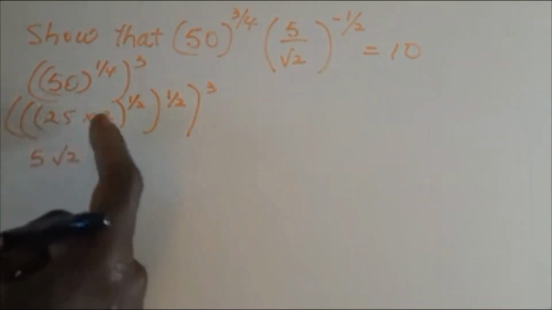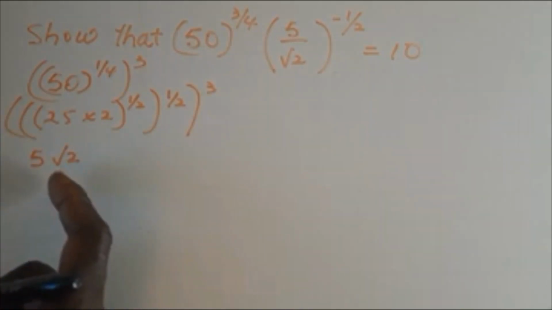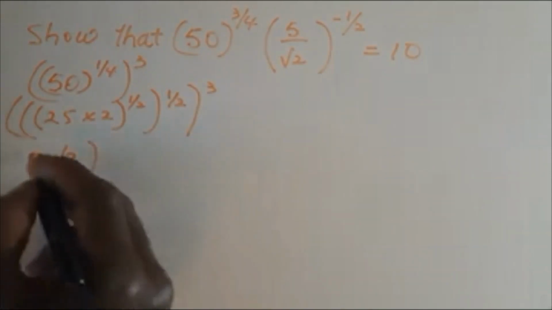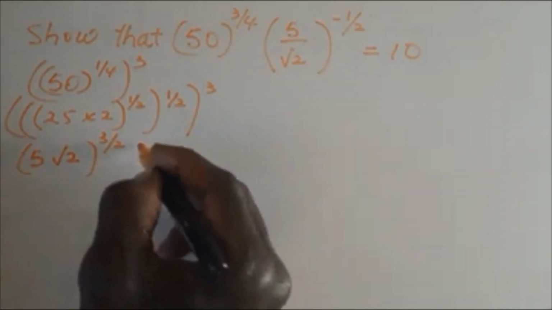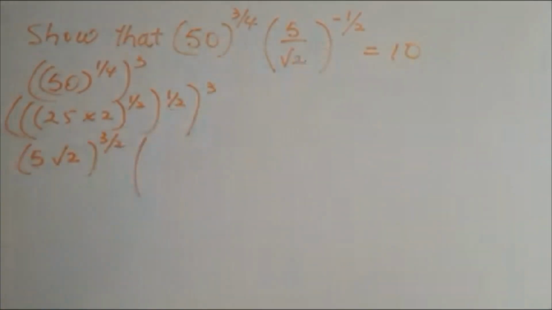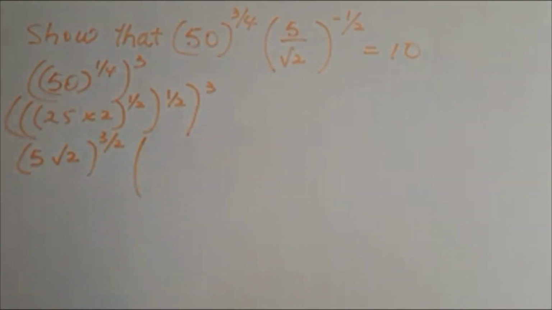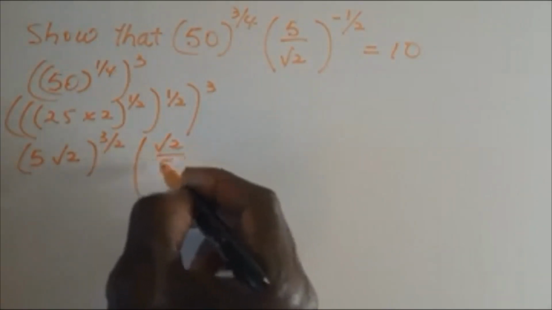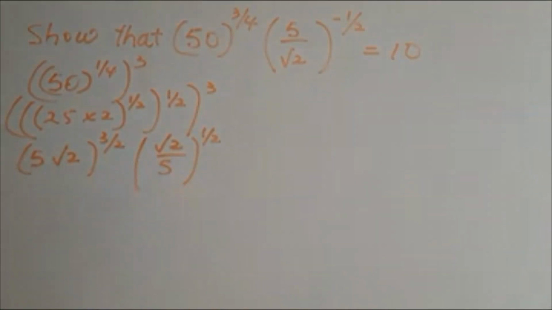So we simplify these inner brackets, and so we have 5 root 2, and then we have 3 times the half. So this now is raised to 3 over 2. Now this, we want it to be a positive index, so we'll just write the inverse of this, which is root 2 over 5 raised to a half. That's equivalent.